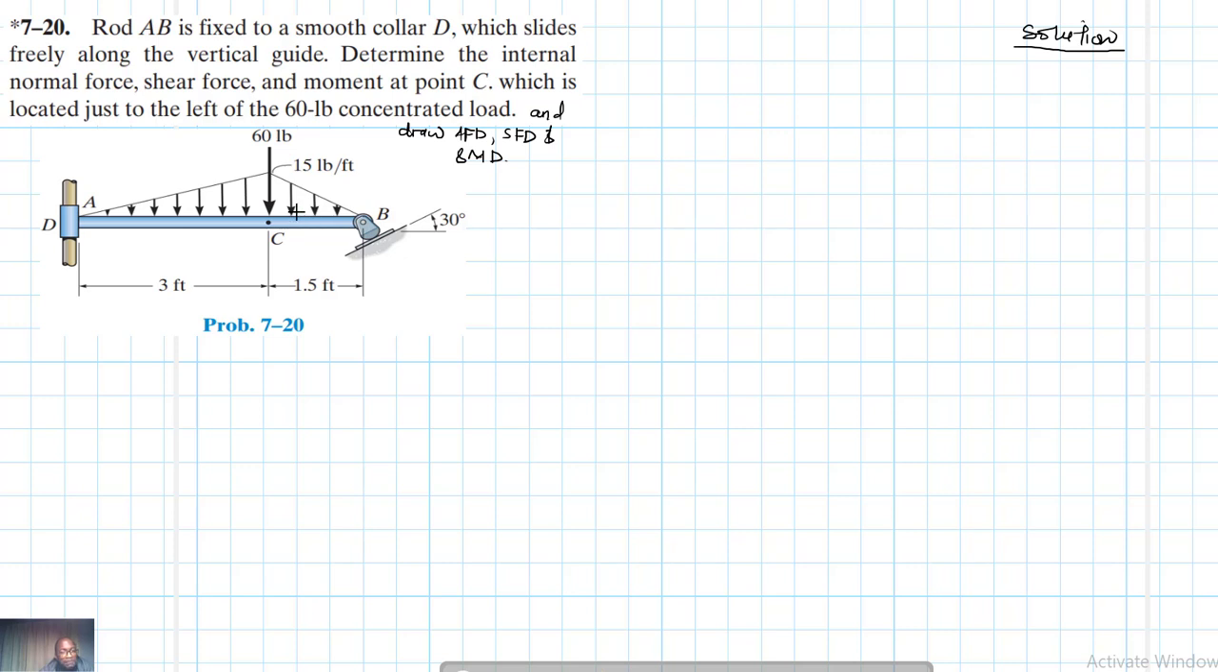First things first, we are going to draw the free body diagram for this particular rod. Right.